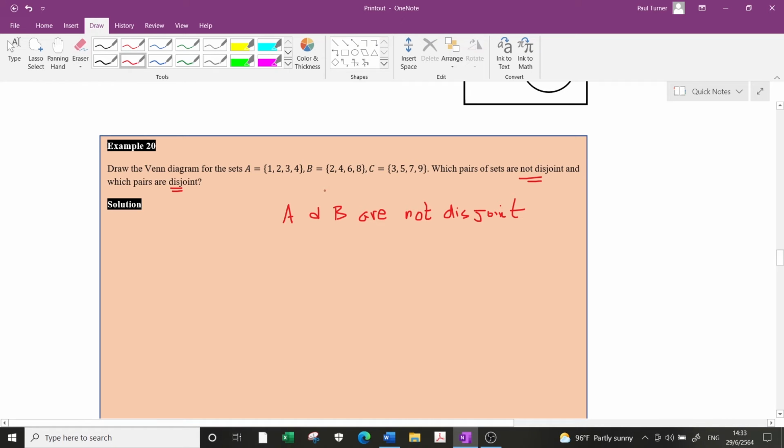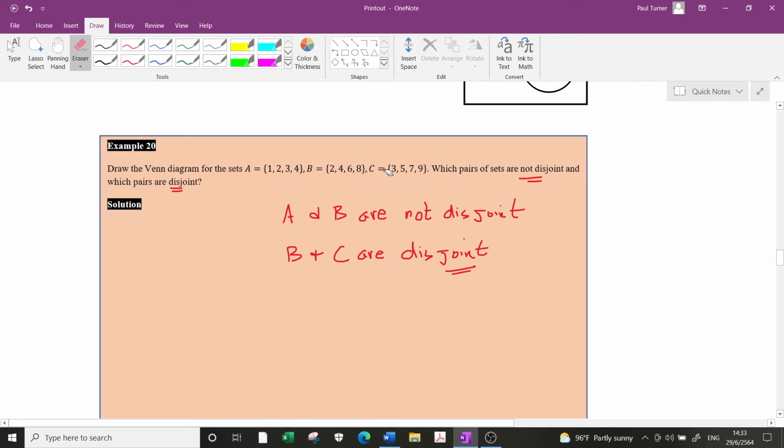What else do we have? 2, 4, 6, 8, 3, 5, 7, 9. These are completely different numbers, aren't they? So B and C are disjoint. Joint, joining. So disjoint means not joining.